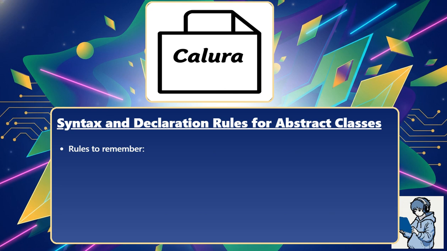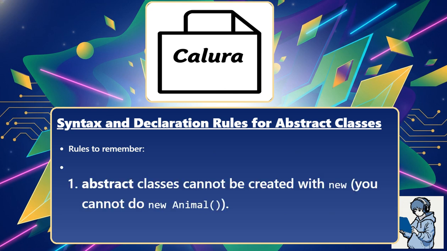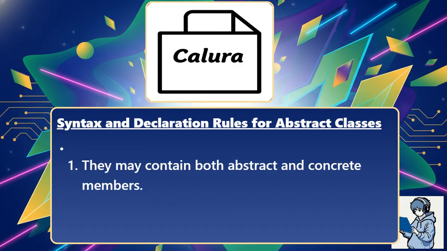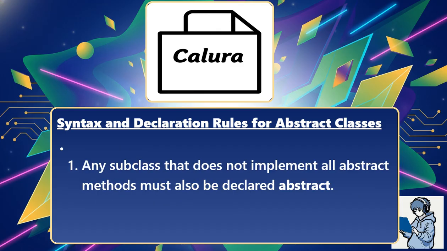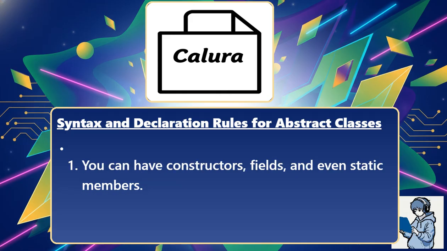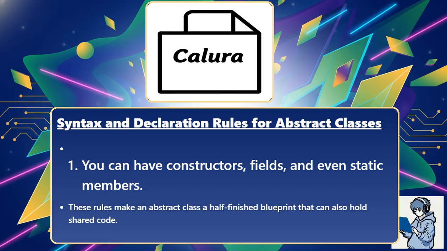Rules to remember. Number 1, abstract classes cannot be created with new. You cannot do new Animal. Number 2, they may contain both abstract and concrete members. Number 3, any subclass that does not implement all abstract methods must also be declared abstract. Number 4, you can have constructors, fields, and even static members. These rules make an abstract class a half-finished blueprint that can also hold shared code.